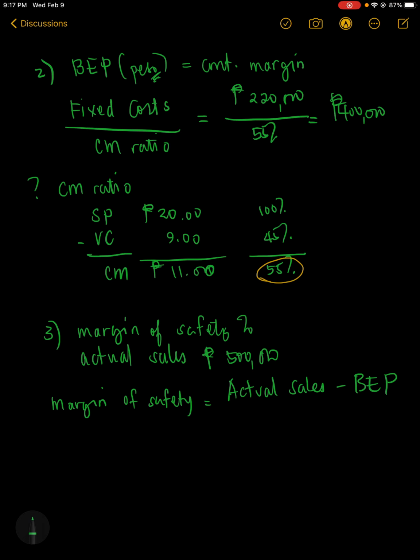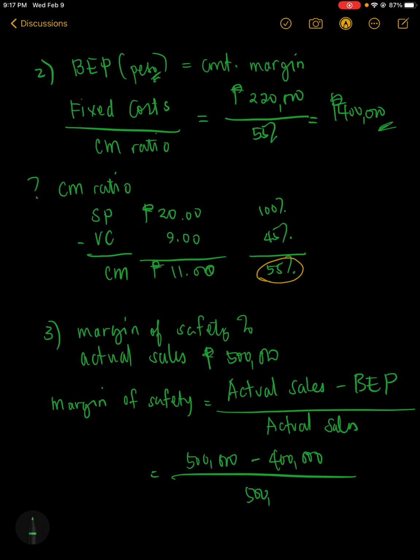That's the margin of safety. Okay? And then, since we want a percentage, we divide it by the actual sales. So, with our figures, from the assumed actual sales, we deduct the break-even point. The break-even point is here, that's 400,000. We computed that earlier in number 2. And then you divide it by 500,000, which will give you a 20% margin of safety percentage.